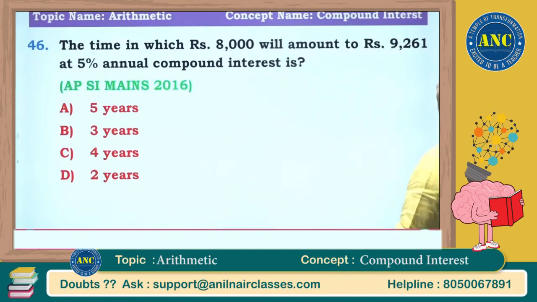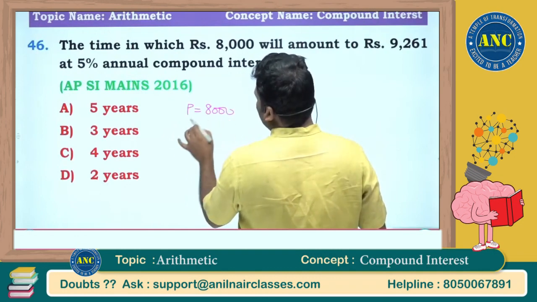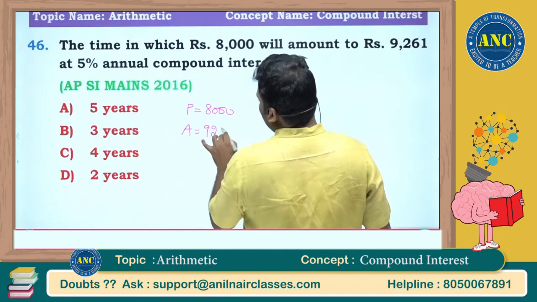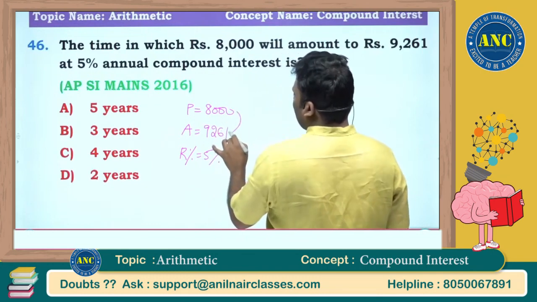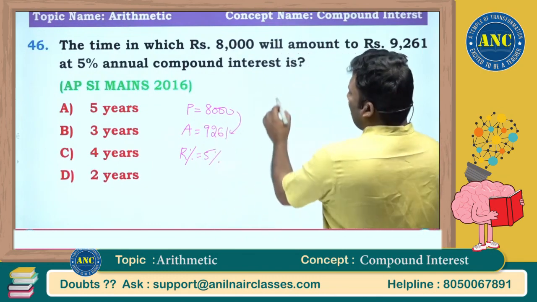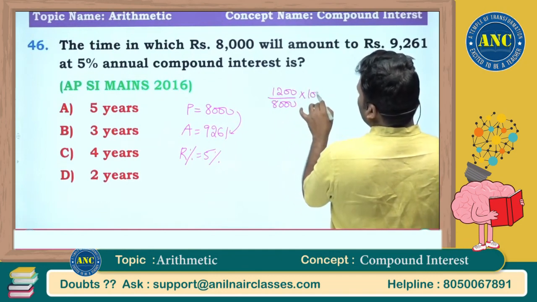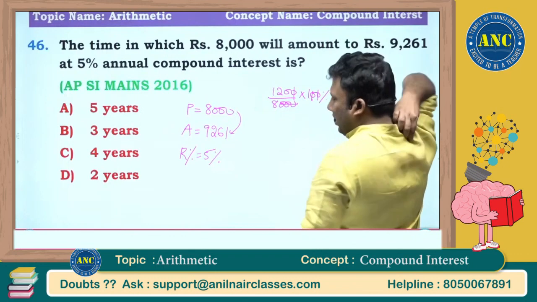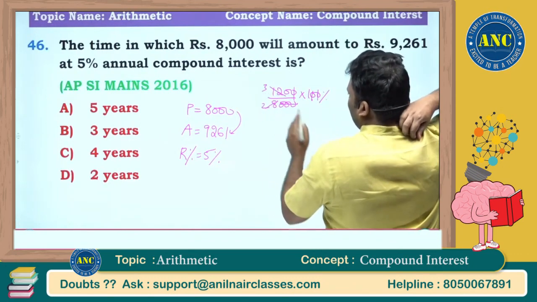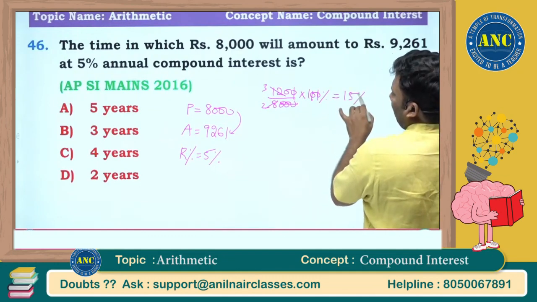Find the time in which 8,000 principal will amount to 9261 when annual compound interest is 5 percentage. That means 8,000 becomes 9261. Approximately it is 1200 increase on 8,000 into 100 percentage. So 3 zeros cancel. 12 by 8 is 4 3s are 12, so this is 15 percentage.